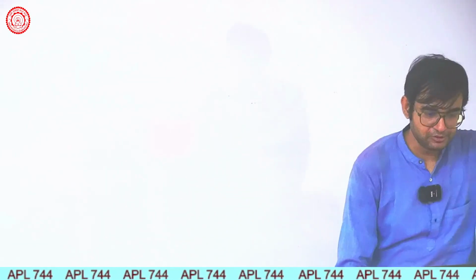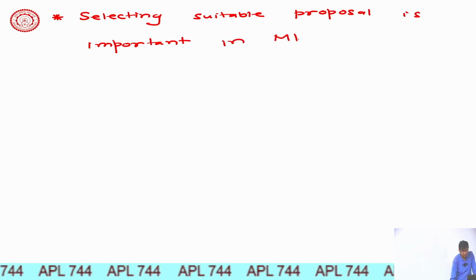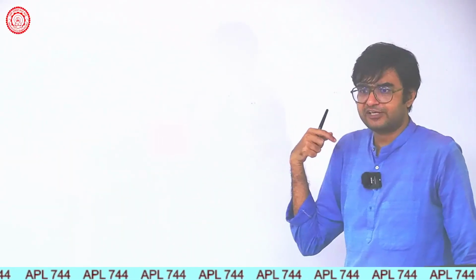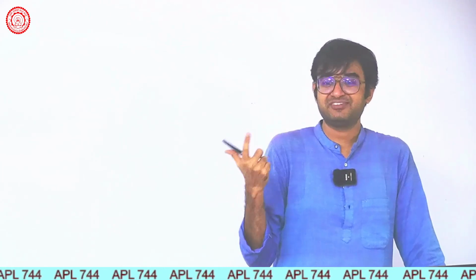So the point I'm trying to make is that selecting a suitable proposal is important in Metropolis testing, right? That is the point I was trying to make. Okay, it is very important to select a suitable proposal because with a suitable proposal you can make the algorithm more efficient.